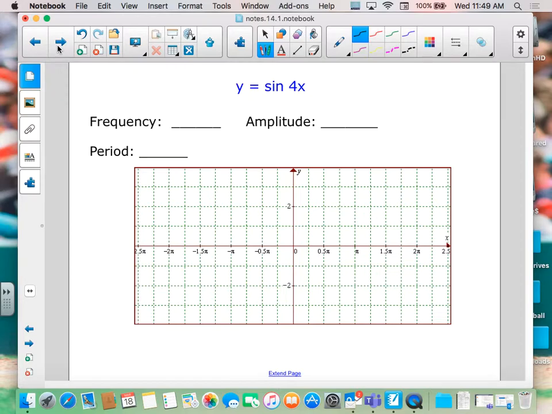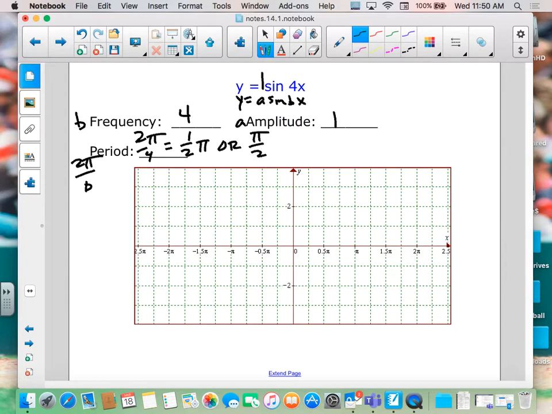All right, let's switch up the frequency. So remember, A sine Bx, A is the amplitude, and this one, the amplitude is 1. 1 times the sine of 4x. B is the frequency, it's 4. So now, you're going to see 4 waves kind of tight together again. Period is 2 pi over B. 2 pi over 4 reduces to a 1/2 pi. You can write that as a 1/2 pi. This gets confusing for some people too. Pi over 2 is the same thing.